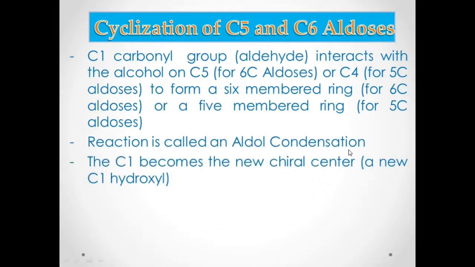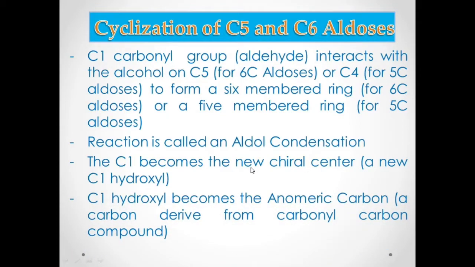After that, C1 becomes the new chiral center. It's because after the carbonyl has reacted with your OH, there is an aldol condensation reaction, and therefore a hydroxyl forms on carbon number 1. Remember that in a typical Fischer projection formula of an aldose, carbon number 1 is not chiral, but during the cyclization, carbon number 1 becomes the new chiral center.